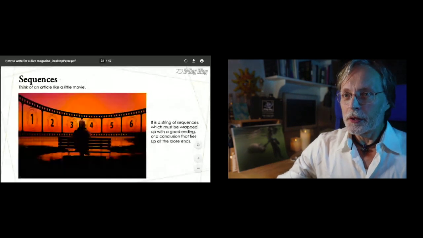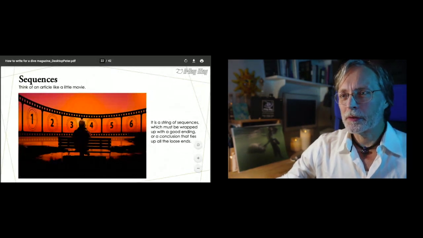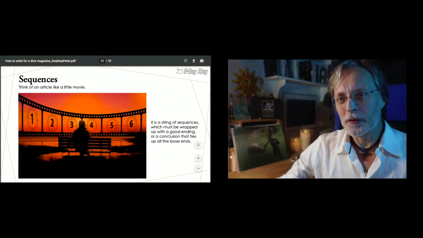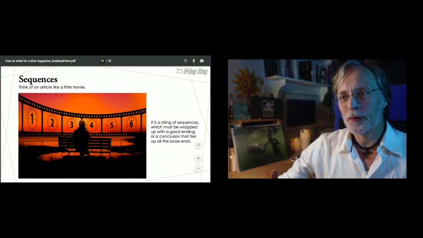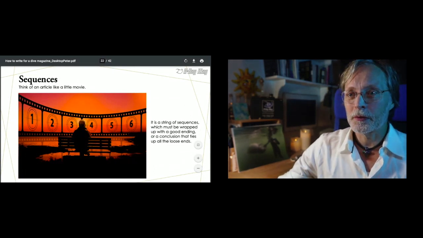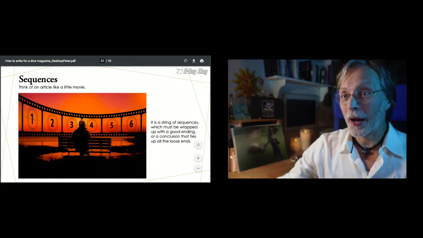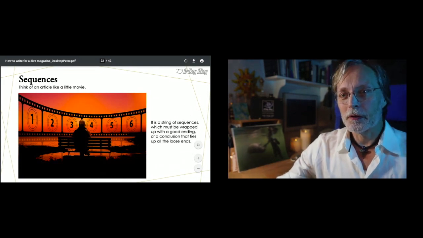So thinking of an article a little like a movie is actually not a bad idea. It's also a string of sequences or scenes, and it has to be wrapped up with some good ending or conclusion that ties up all the loose ends. So now you've got all your building blocks, each of which could become a paragraph or section, and we have decided on the sequence. This is our plan or blueprint.